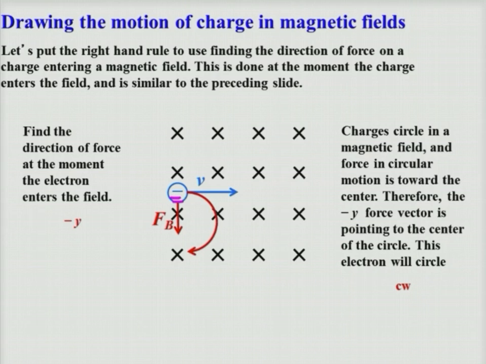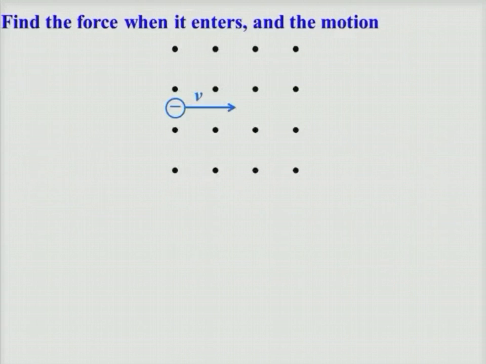Again, this looks identical to circular motion. We have a force that goes towards the center of the circle. We have a velocity that is tangent to the circle. And that, again, creates that circular motion. So again, we'll have more examples so you can test those directions for yourself.